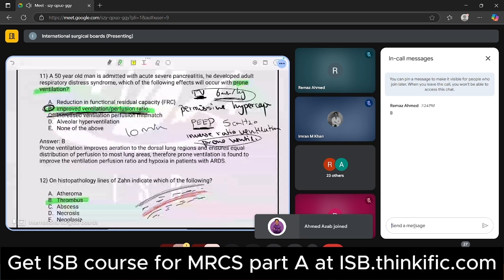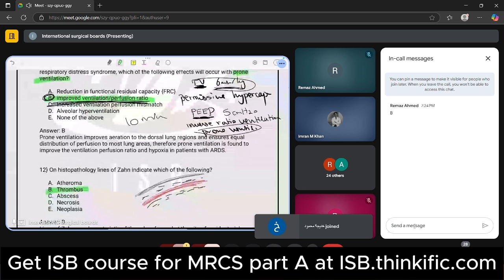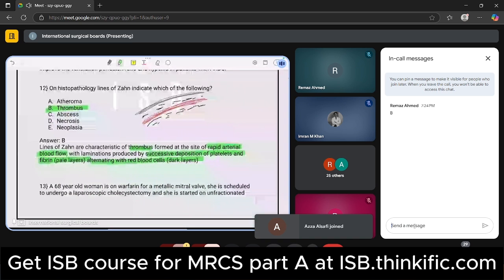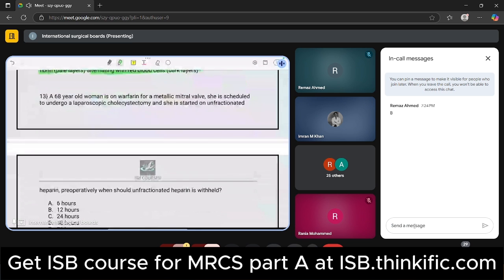Okay. Yes. Let's see the next question. As you can see, the explanation says lines of Zahn are characteristic of thrombus formed at sites of rapid arterial blood flow, with laminations produced by successive deposition of platelets and fibrin. Fibrin is the pale layer, alternating with dark red cells. Those are lines of Zahn. Okay, let's see the next.